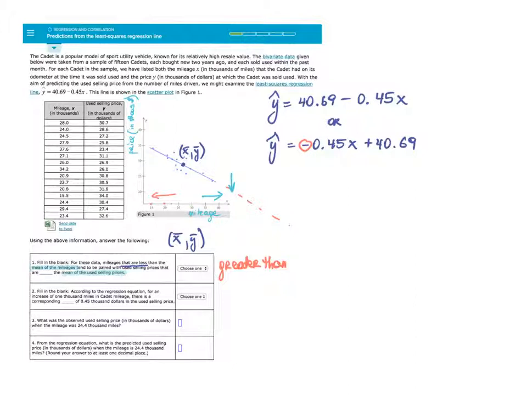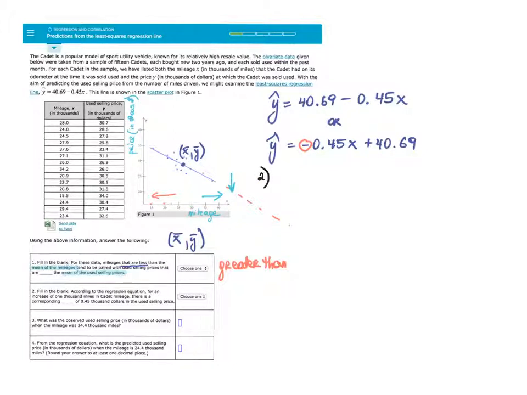Part 2. Fill in the blank. According to the regression equation, for an increase in 1,000 miles in cadet mileage, there is a corresponding either increase or decrease of $450 in the used selling price. So let's take a look at this part too.